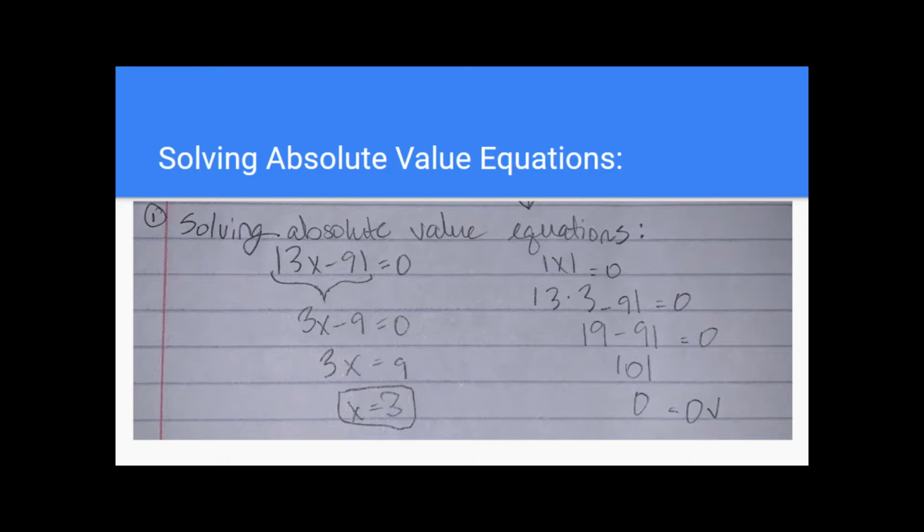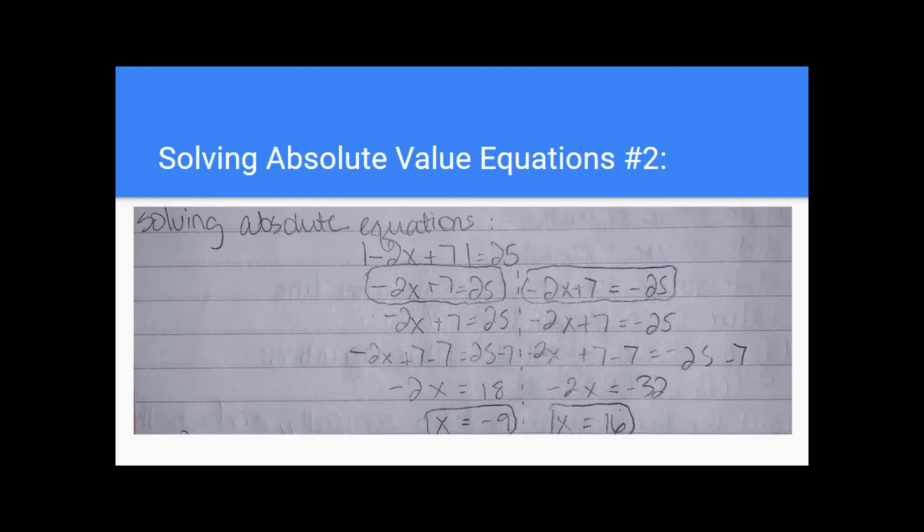So for the first example, we have the absolute value of 3x minus 9 equals 0. So you're going to take that and rewrite it as 3x minus 9 equals 0, but not in the absolute value symbols. And you'll add 9 to each side, which gets you 3x equals 9 and x equals 3. And then to check it, you plug the 3 in. So you have the absolute value of 3 times 3 minus 9 equals 0, which gives us the absolute value of 9 minus 9 equals 0, and then the absolute value of 0 equals 0.